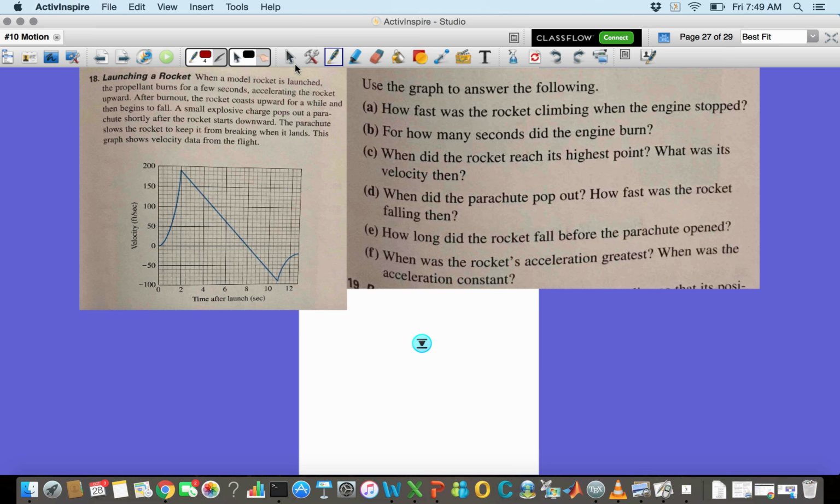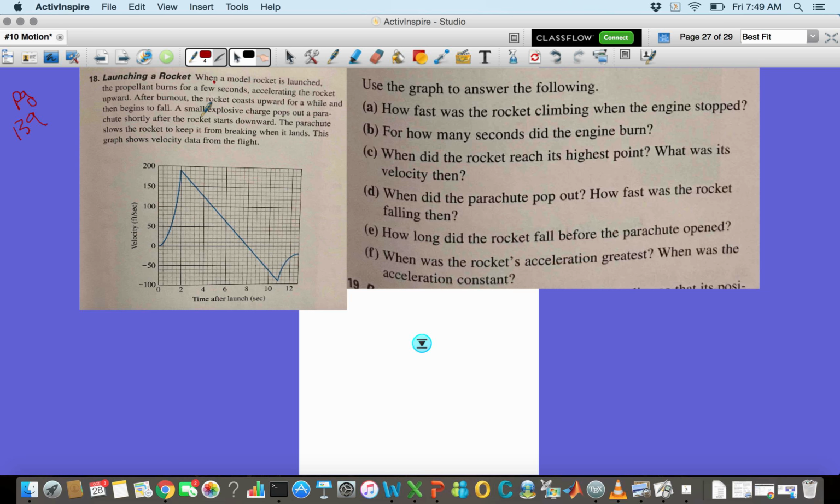Okay, so in this video, I'm going to be working through problem number 18 on page 139. There's really no computations involved in this problem. It's just interpreting and understanding what's going on in this graph.